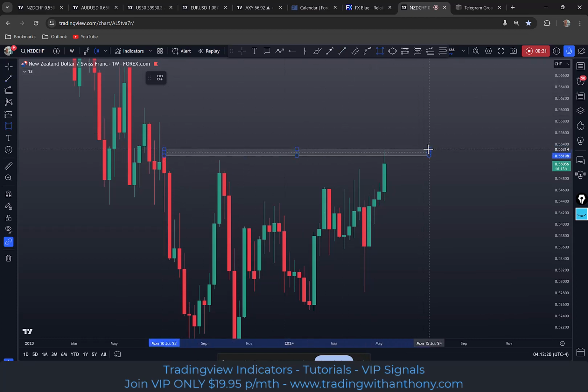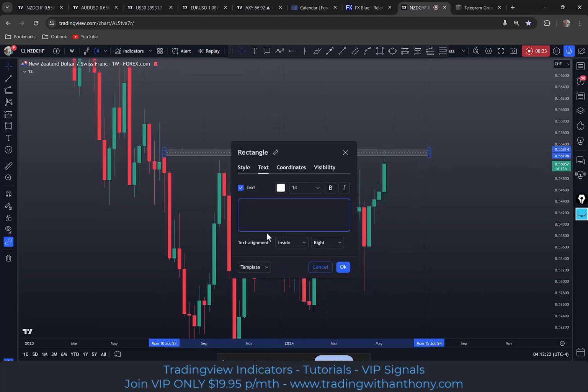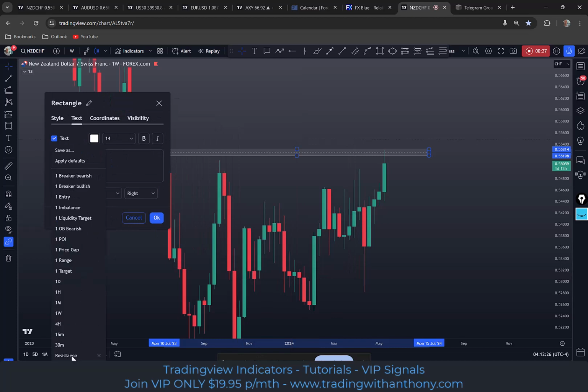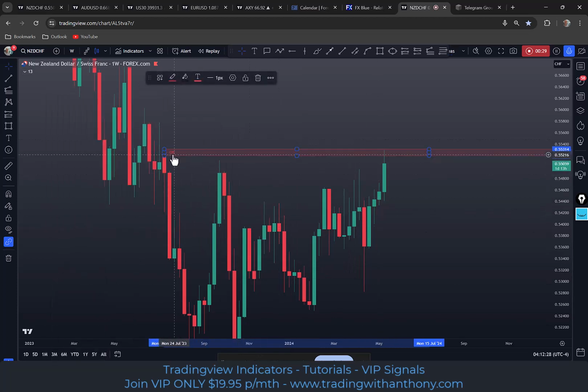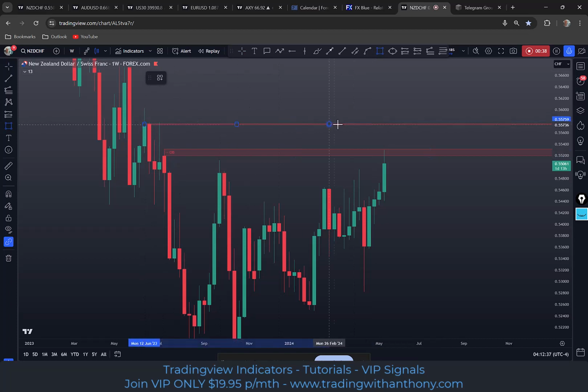Okay, you can see the reaction. Let's just mark that up as a resistance. Bear with me for a sec. Let's pull that across, done. Okay, big resistance. Now we're seeing the pullback here. Nice strong bullish trend. Next target will be these highs above here.